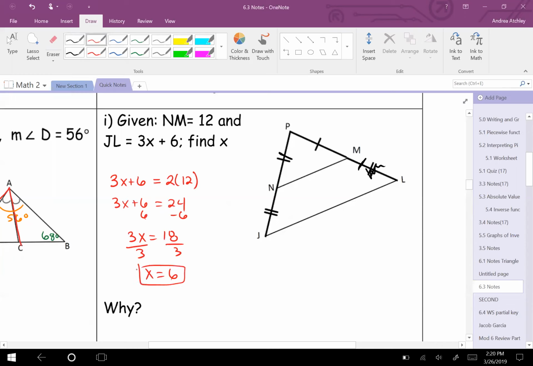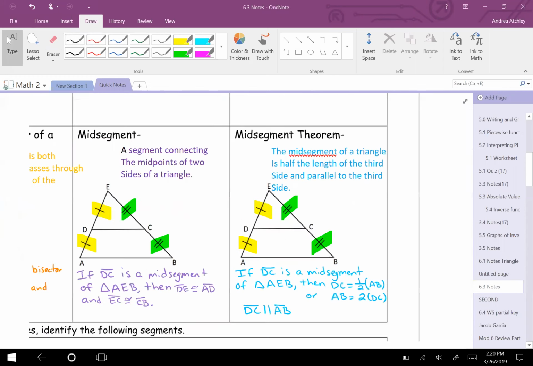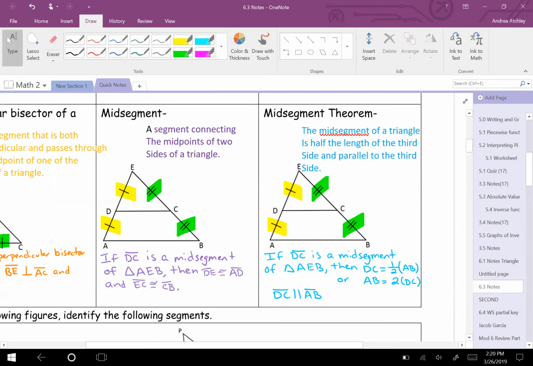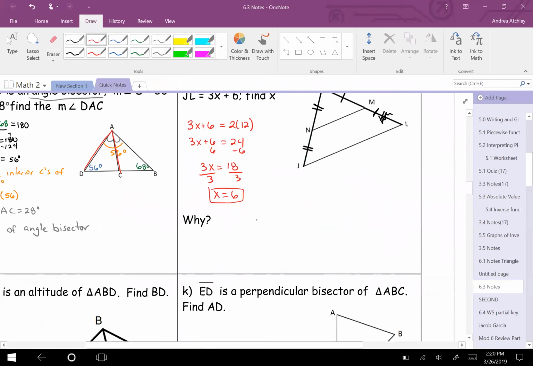Okay, our reasoning why. We have to decide: is it the mid-segment or is it the mid-segment theorem? Very good. The mid-segment talks about the sides being half of each other. The mid-segment theorem talks about the middle pieces being half as big or twice as big. So we have to use the reasoning for the mid-segment theorem. So the reason is mid-segment theorem. Any questions over that?